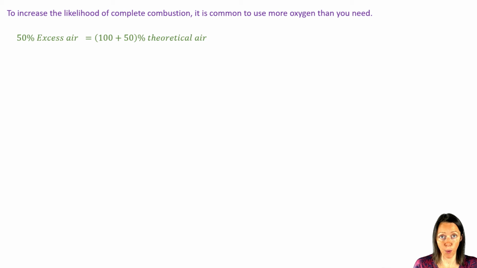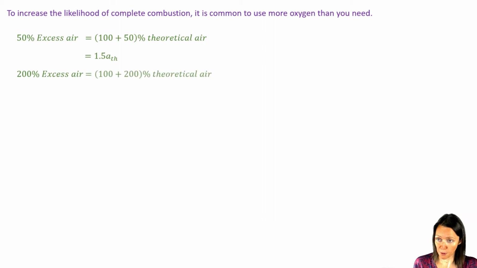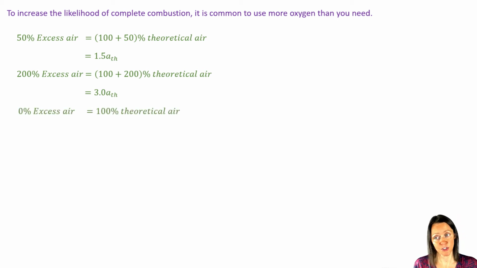So in your chemical equation, when you write your balanced equation, you're going to put a 1.5 in front of that A sub TH, in front of that theoretical air. 200% excess air would be 100% theoretical air plus another 200%, which would be 300%, and you put a 3 in front of that A sub TH. And of course, 0% excess air is just 100% theoretical air, 0 plus 100%, and that would just be a 1 in front of that A sub TH, or just an A sub TH.